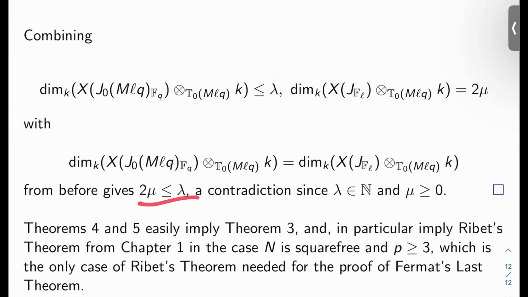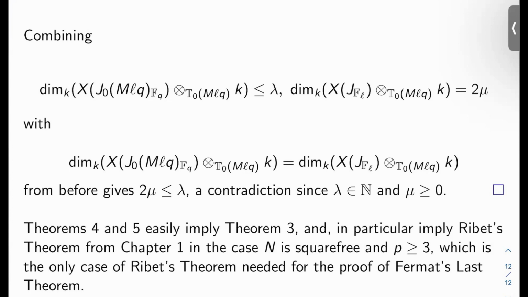But 2 mu can't be less than or equal to lambda if 2 lambda is less than or equal to 2 mu, if mu is a non-negative integer and lambda is a positive integer. So there's your contradiction. There's Ribet's theorem. Theorem 4, Mazur's part, and theorem 5, Ribet's part, easily imply theorem 3, which is the major result of the chapter, which is the result that we used in chapter 1, modulo discussions about the level.